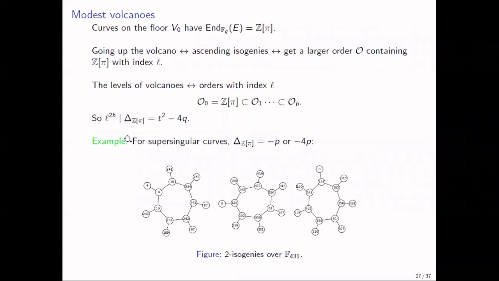If you want to have a large volcano, then you want a large power of L dividing your discriminant, and that's difficult to arrange. Typically, you would see very, very modest volcanoes. For supersingular elliptic curves, the best you can do is a volcano with 2 layers, but it can only be a 2-volcano with 2 isogenies, and typically for supersingular elliptic curves, all these volcanoes will just be cycles.